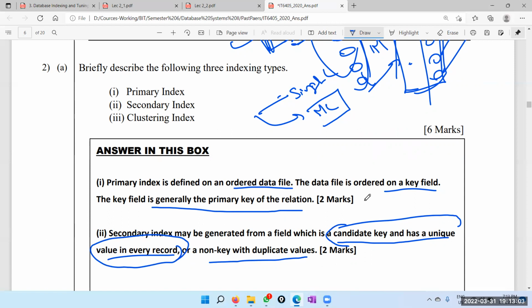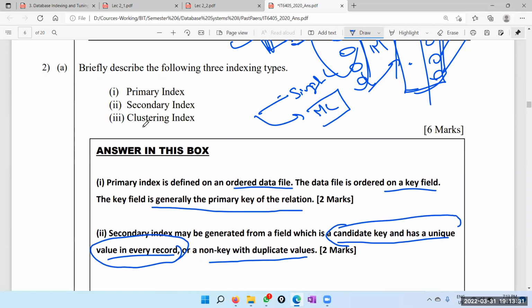Right? So it can be any field other than your primary or clustering index field. Right? And so then it's a secondary way of accessing it. The other thing about the secondary index field is that your data file is not sorted by the secondary index field because it has a primary index or clustering index. Okay. Right. Third one, clustering index.